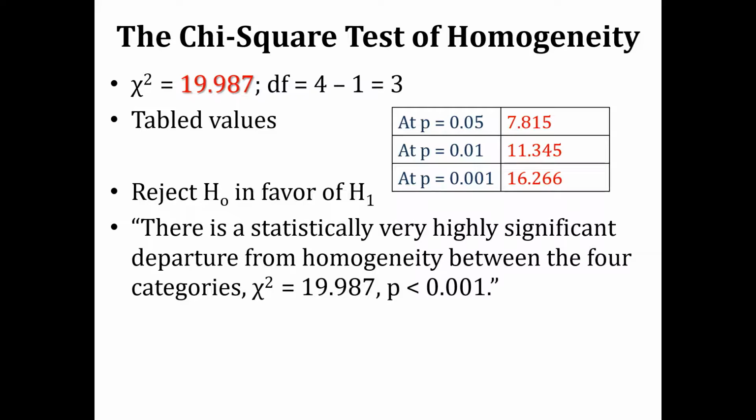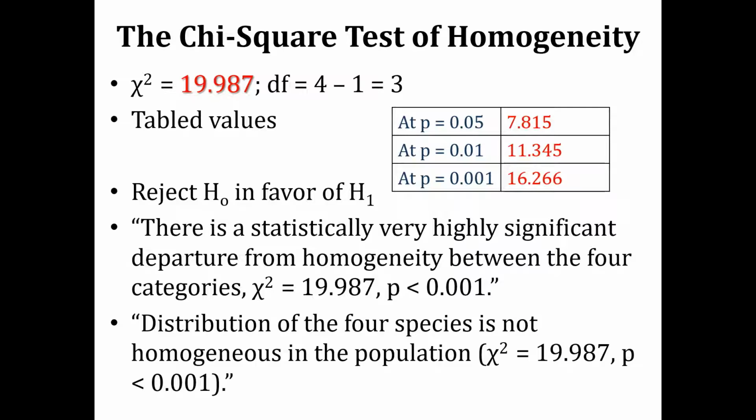So what should be our results? This is our last step, the results. There is a statistically very highly significant departure from homogeneity between the four categories. Chi-square 19.987 and probability less than 0.001. The distribution of the four species is not homogeneous in the population. So this is another way to state our results, that we say that the distribution of the four species of Dixella is not homogeneous in the population, in the community, and stating the chi-square value and the probability of significance of these results. So this is how we do the chi-square test of homogeneity, and this is how we state our results.